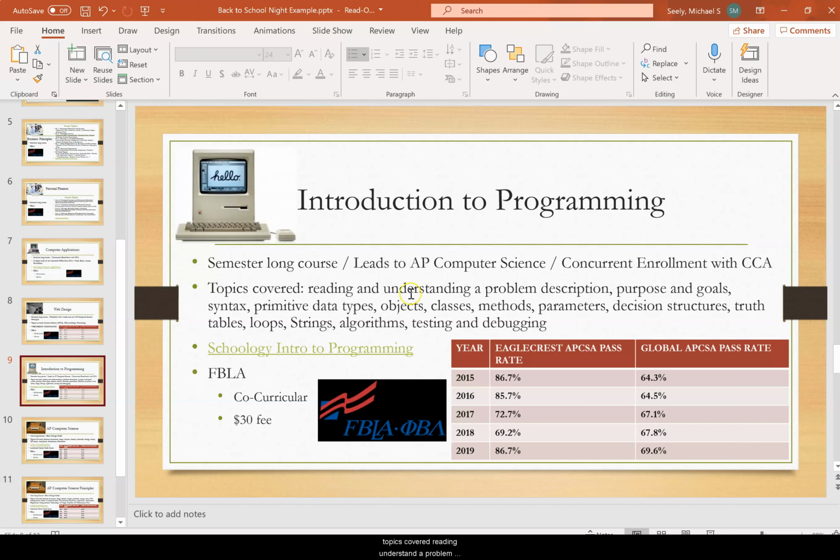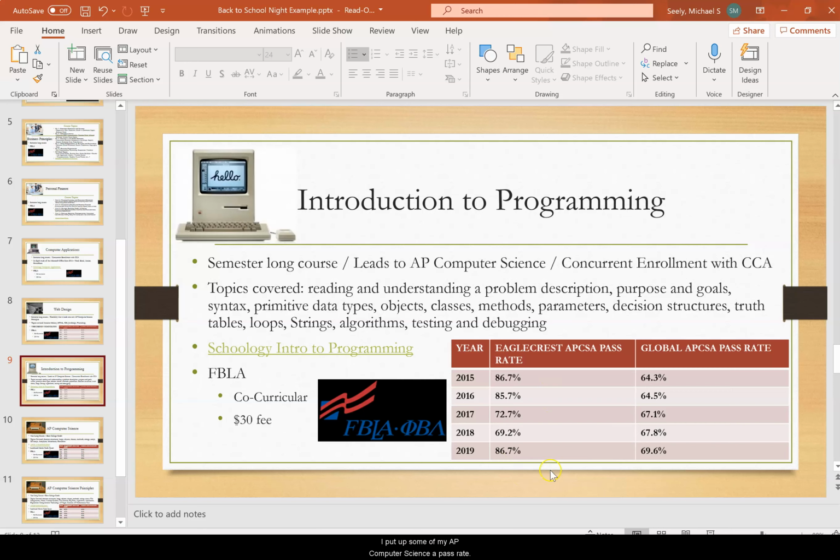Topics covered: reading and understanding a problem, description, purpose and goals, syntax, primitive data types, objects, classes, methods, parameters, decision structures, truth tables, loops, strings, algorithms, testing and debugging. With this class, you can also sign up for Future Business Leaders of America, which is a co-curricular club where students can pick a business event or a programming event and compete against kids at different schools.